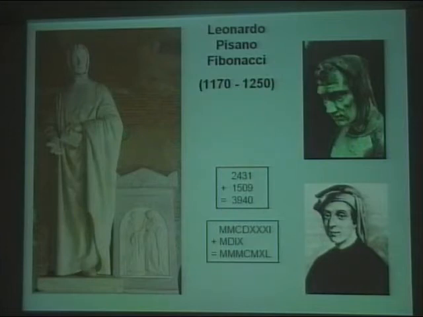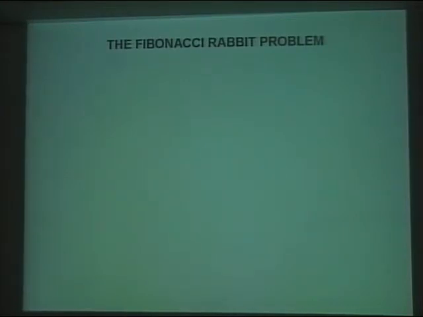Fibonacci was, in one sense, the greatest mathematician Europe has ever had, because he introduced Arabic numerals and the decimal place system that goes with them. Now, Fibonacci also propounded a very famous problem, which is called the rabbit problem. And the rabbit problem is basically this.